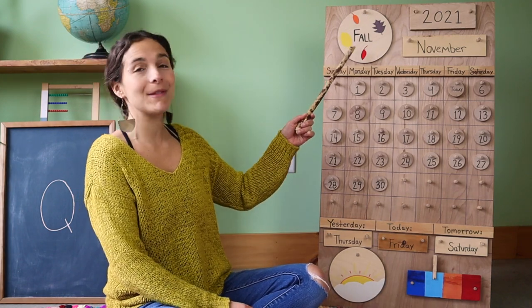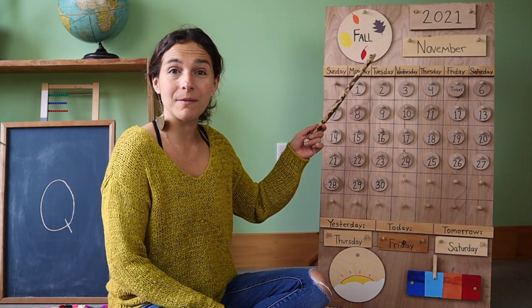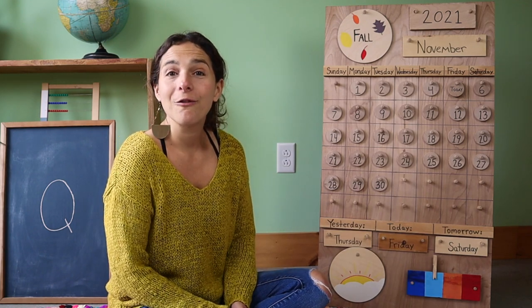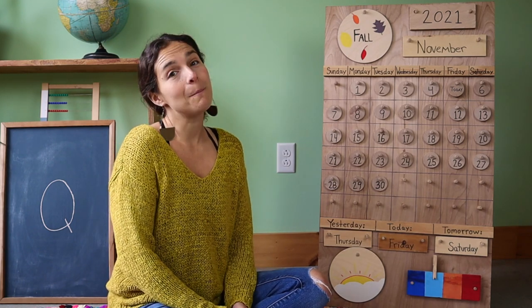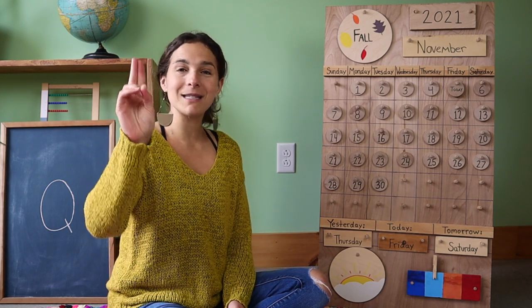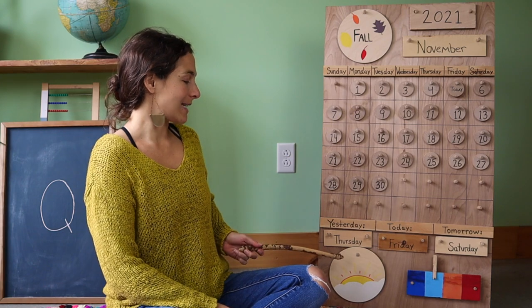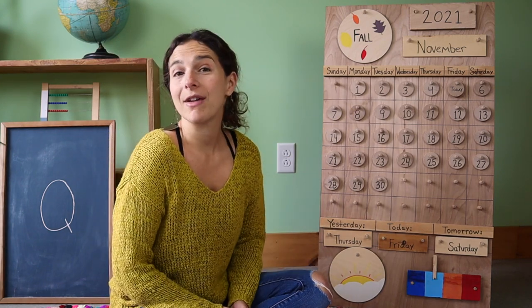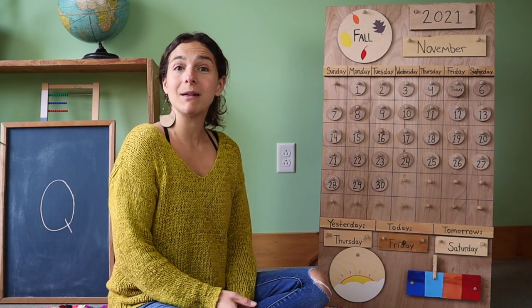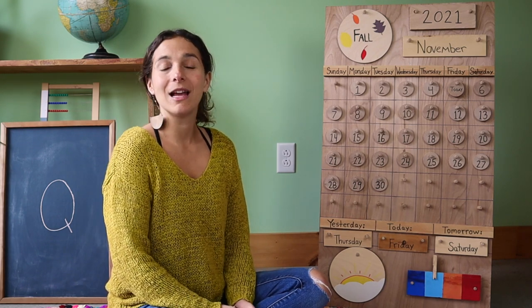Back up at the top of the chart, we have the season. What season is it, friends? Fall, that's right, but you can also say autumn. Fall and autumn are the same season. Back down at the bottom of the chart, we have a picture of the weather. So let's sing the weather song, and then we can share what we see outside of the window today.